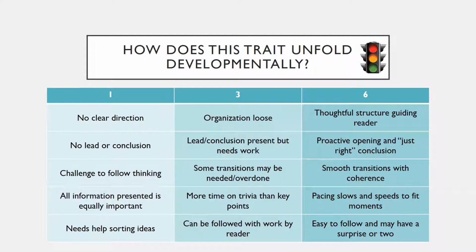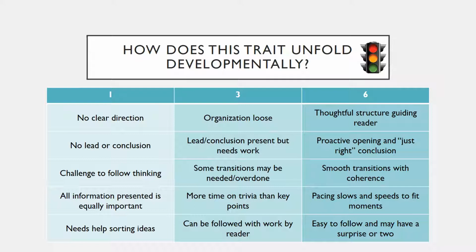How does the trait unfold developmentally? So I thought about this as a stoplight. 1 would kind of be like red, like whoa, and 3 kind of like okay, and then green is 6, like yes, you got it, you're ready. So 1 has no clear direction, no lead or conclusion, challenge to follow thinking. All the information seems equally important, like nothing seems more important than anything else, so it's hard to see the key details, and the ideas really need help being sorted.